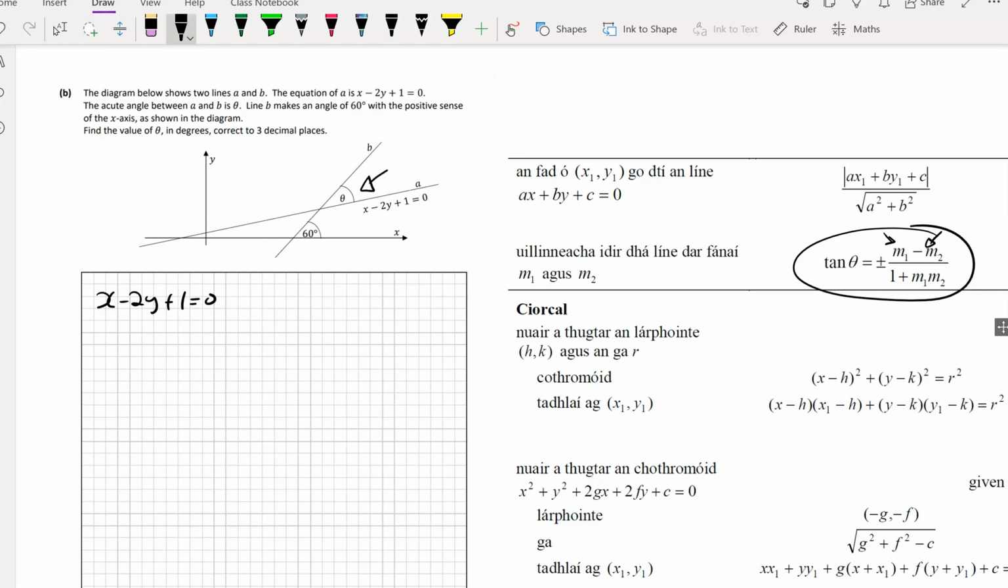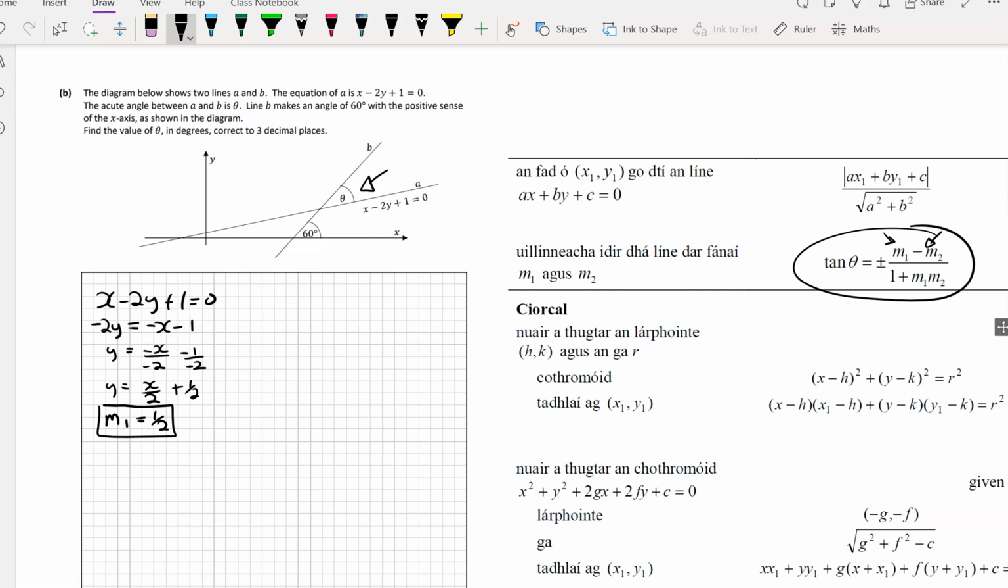So if I want the slope of that, I just rearrange it. So minus 2y is equal to minus x minus 1. So y is equal to minus x over minus 2 minus 1 over minus 2. So y is equal to x over 2 plus a half. So the slope of the first line, we call it m1, is a half. So it's rearranged in the form y equals mx plus c.